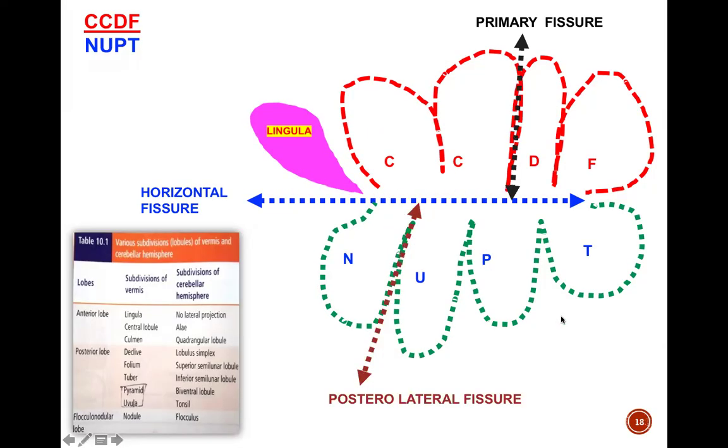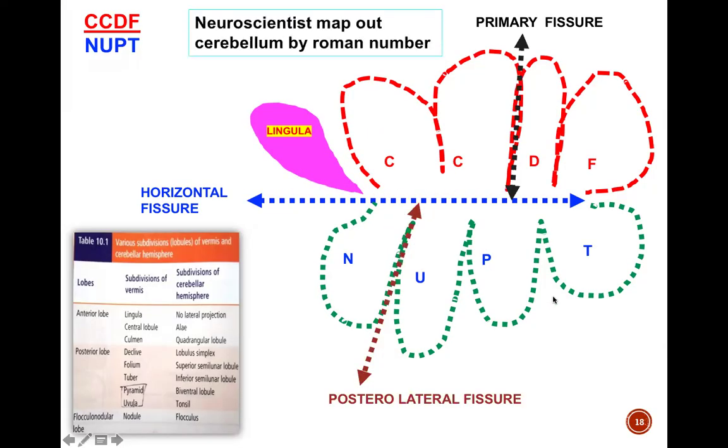Now, neuroscientists have also classified anatomically this subdivision of the vermis, or the cerebellum, by Roman numerals.